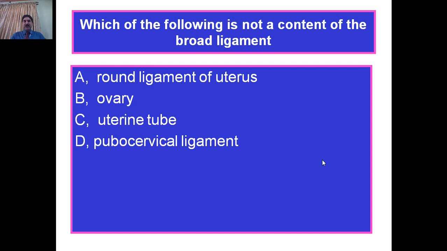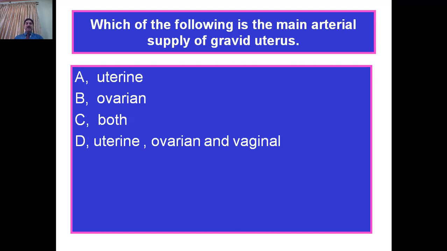Which of the following is not a content of the broad ligament? Round ligament, ovary, uterine tube, pubocervical ligament. Pubocervical ligament is not a content of the broad ligament. Which of the following is the main arterial supply of the gravid uterus? Uterine, ovarian, both, uterine, ovarian and vaginal. It has been shown beyond doubt that the dominant role during pregnancy is played by the uterine artery. Its role during pregnancy is indicated by its tortuosity, which supplies the uterine wall.